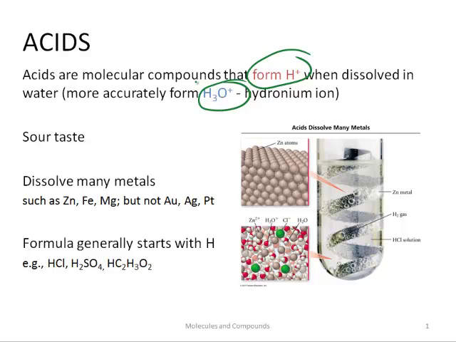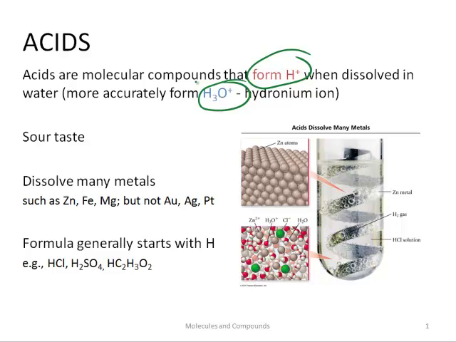One of the first things you probably learned about acids, of course, is that they have a sour taste, and those would be your weak acids in fruits or vegetables. Citric acid is one of them. Your strong acids are able to dissolve many metals, such as zinc, iron, or magnesium. Typically they are not able to dissolve the so-called noble metals, such as gold, silver, or platinum.